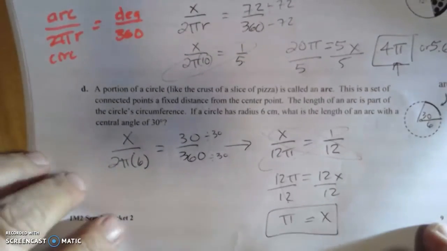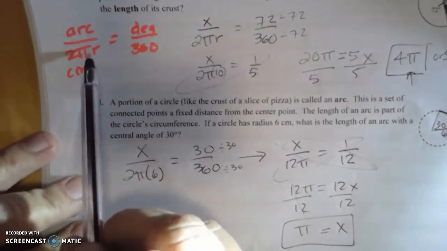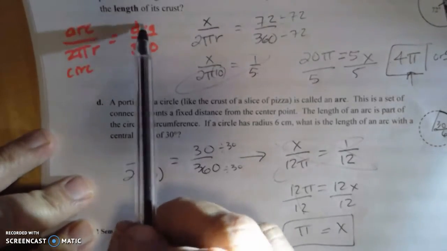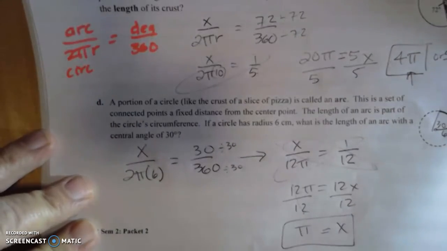So we're just setting this up. This is the same formula for everything. You have to find the circumference. You know it's always going to be something over 360 degrees. That's a given. Okay. The other page has some problems for you to practice.